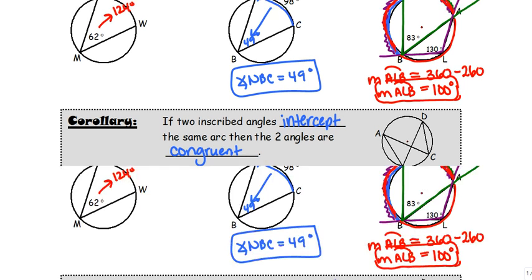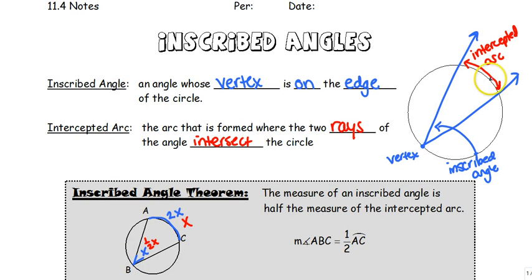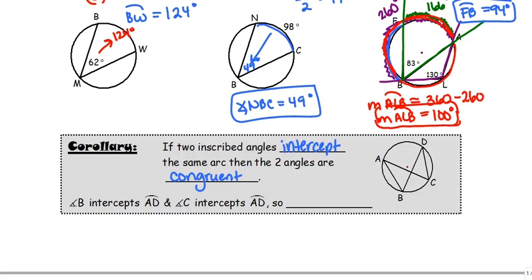So let's go back up to our first diagram. Remember what the intercepted arc is. It's the part of the circle that was created by those two rays from the angle. So I'm going to look at angle B. Here's my angle B. Angle B is created by these two rays giving me this intercepted arc. Then I'm going to look at angle C. Angle C is created by these two rays, and those two rays have the exact same intercepted arc.